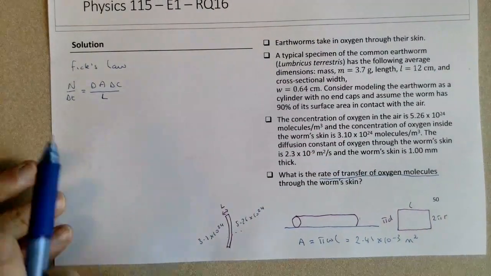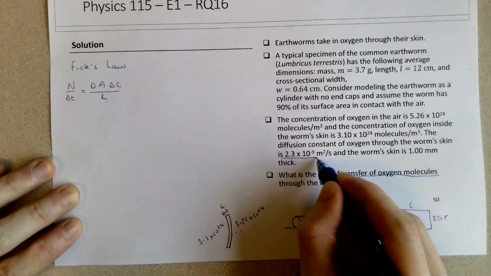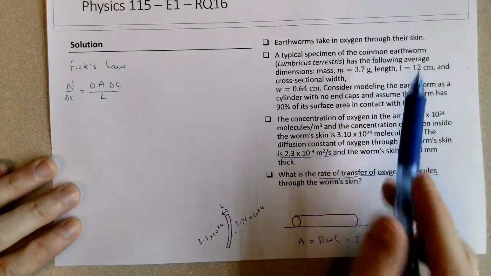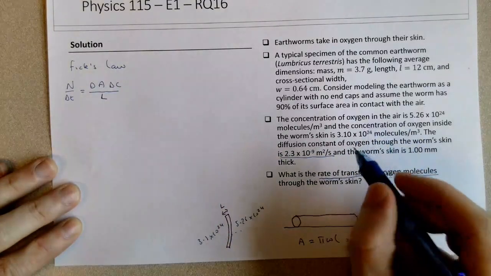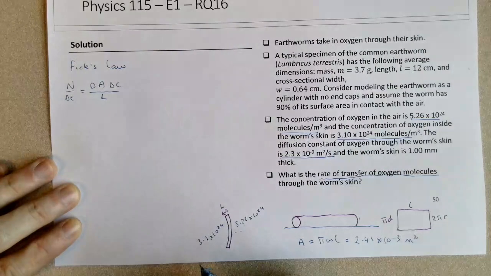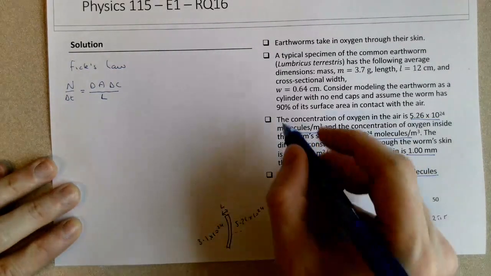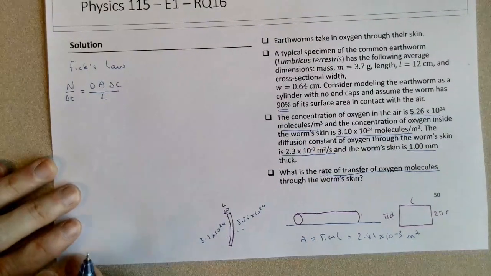Okay, so let's see what else we need. We have the diffusion constant, that's given. The area we just solved for through knowing the length of the worm and its width. The change in concentration we can solve from the two concentration values. And we have the thickness L, the 1 millimeter, and not to forget about the 90% of the surface area.